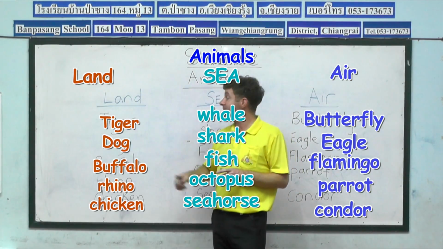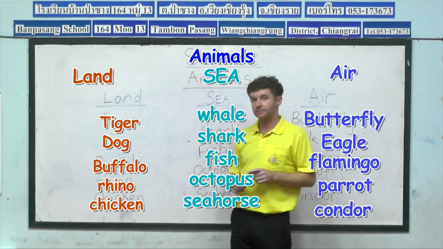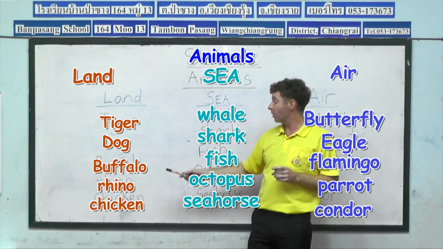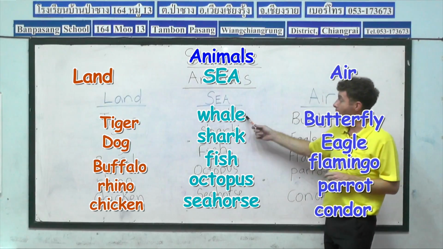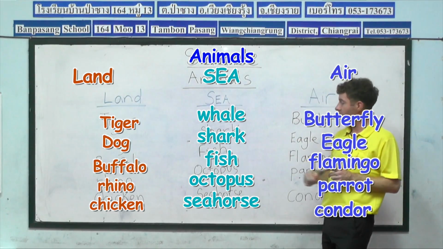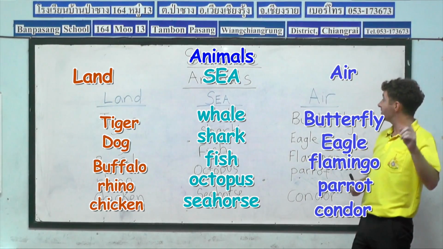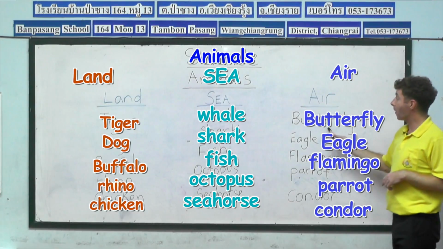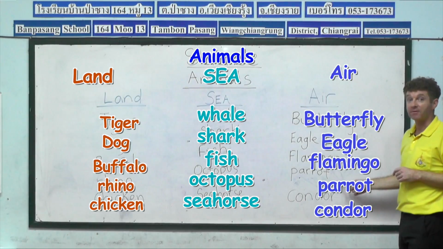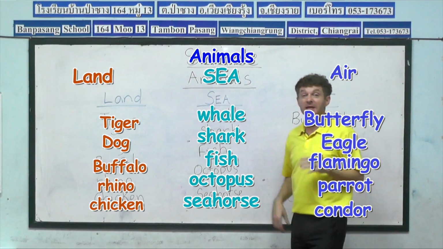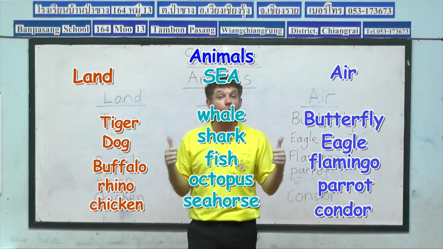So one final time, guys. Land animals. Tiger. Dog. Buffalo. Rhino. Chicken. Sea animals. Whale. Shark. Fish, octopus, seahorse. And then air animals, butterfly, eagle, flamingo, parrot, and condor. These are all different types of animals based on where they can be found. And guys, that was very well remembered.